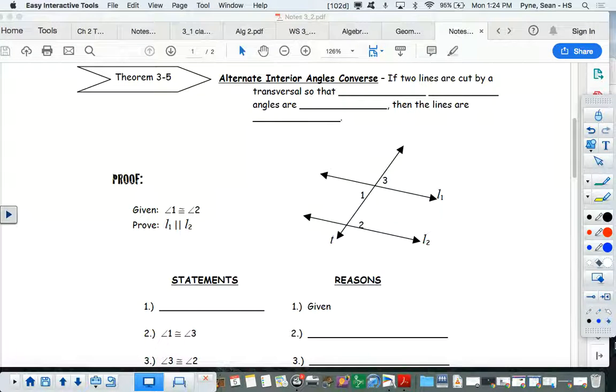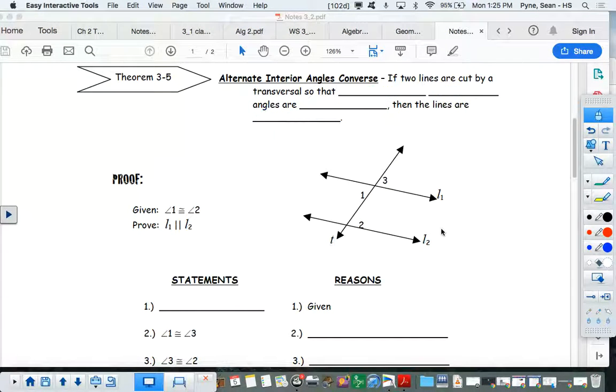Alternate interior angles converse. If two lines are cut by a transversal so that your alternate interior angles are congruent, then the lines are parallel. So it's the same thing, but we're looking at alternate interior angles. Questions so far?